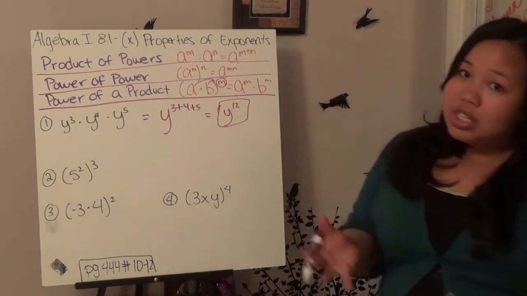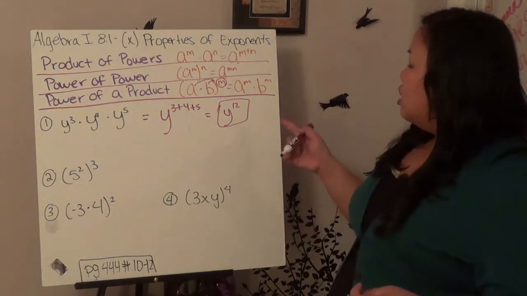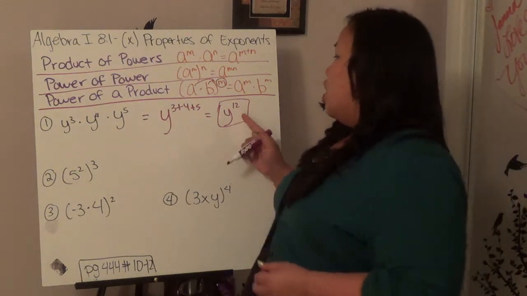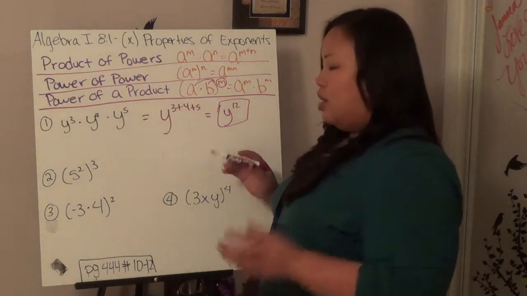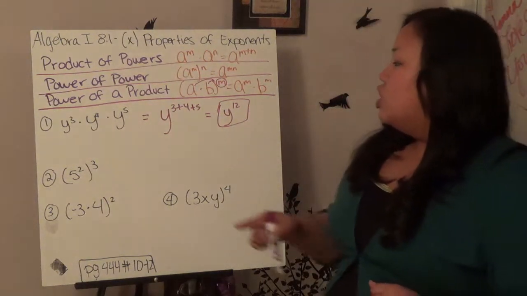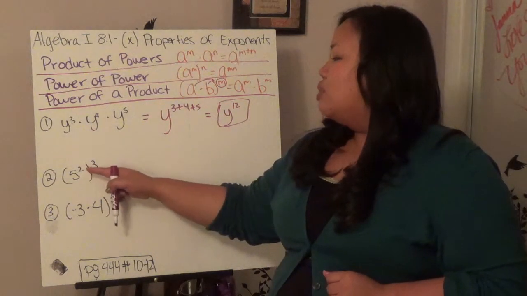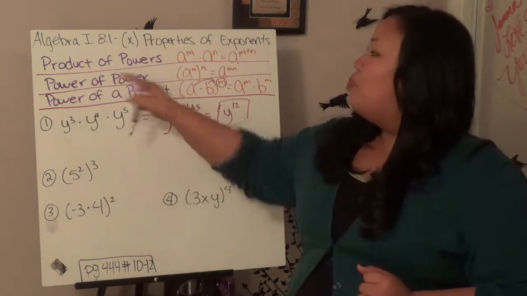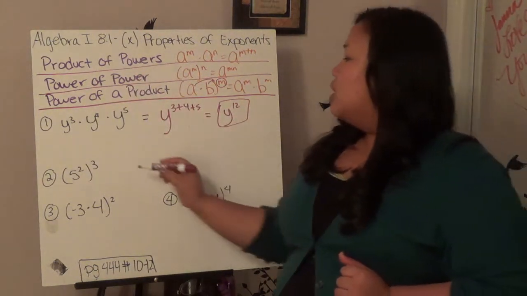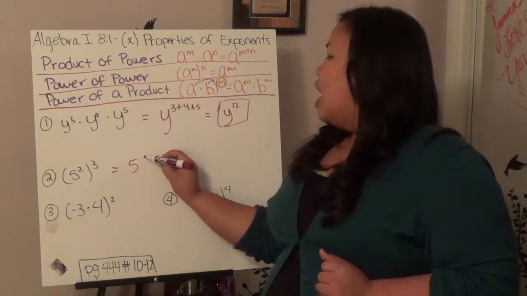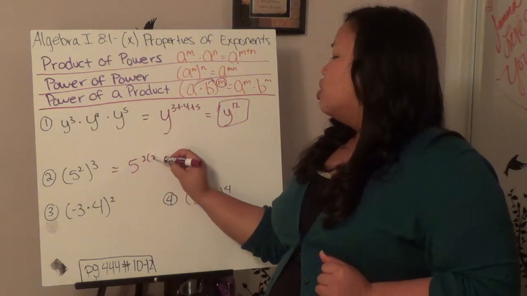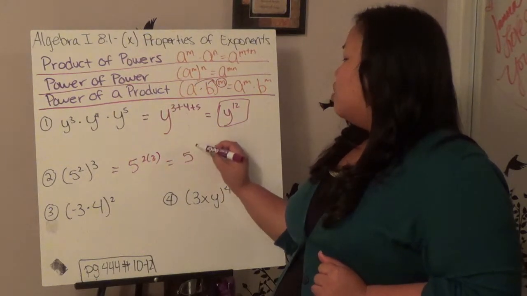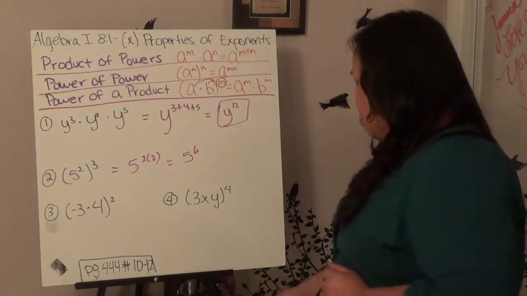Okay? I'm not necessarily solving, I'm just putting it, reducing it, simplifying as a term. Okay? So in this one, it's 5 to the power of 2 to the power of 3. In this case, the power of a power means that I can take 5 and multiply the powers, 2 times 3. Okay? This gives me 5 to the 6th power.